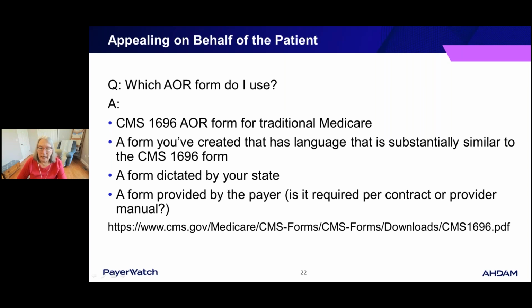And think about, is it required by your contract? Does your contract say you have to use their form or they won't accept your appeal? Or is it in the provider manual that says you must use their form? Or are they just providing it as an easy way for you to get all the information they'd like to have when you file your appeal? So those are just some things to think about when you think about which form to use.